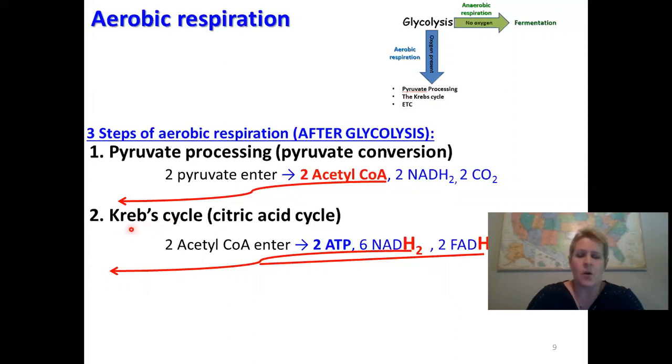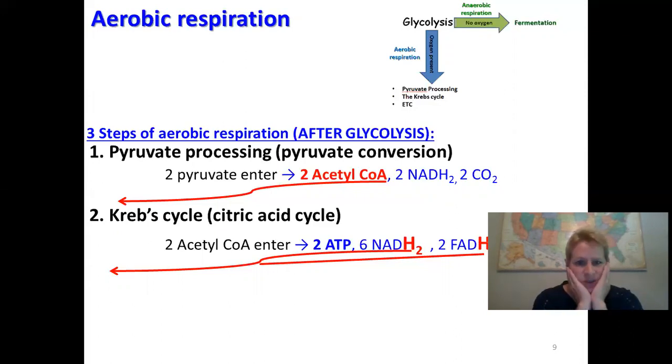And each acetyl-CoA will spin the cycle twice. And what comes out at the end of 2-acetyl-CoA entering is 2 ATP. You get a little bit of energy. You get 6 NADH2s, so that's a lot of those. And you get 2 FADH2s. Notice I put the hydrogen ions in red. The hydrogen ions produced from glycolysis, from pyruvate processing, and from the Krebs cycle. All those hydrogen ions are going to go on to the next step.